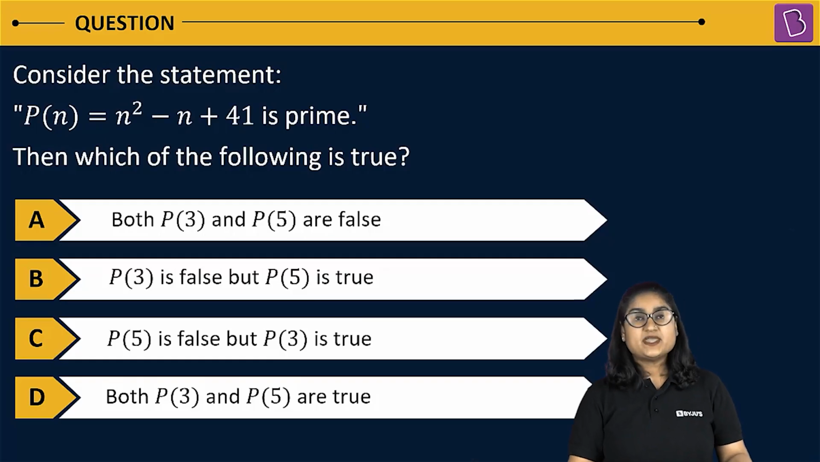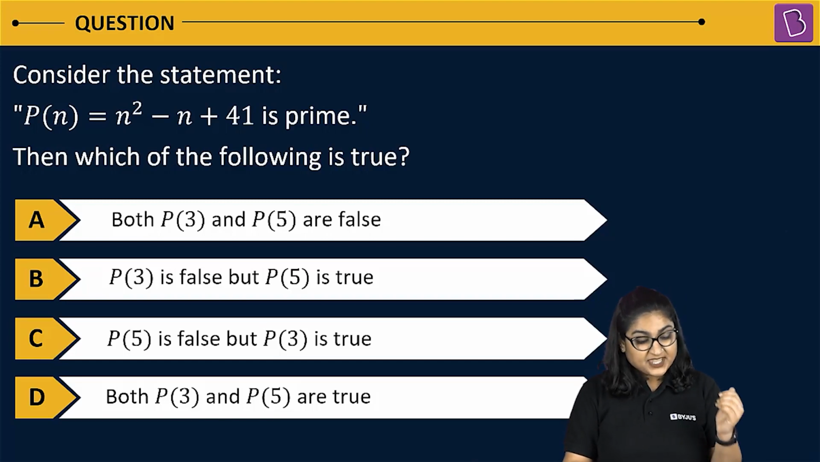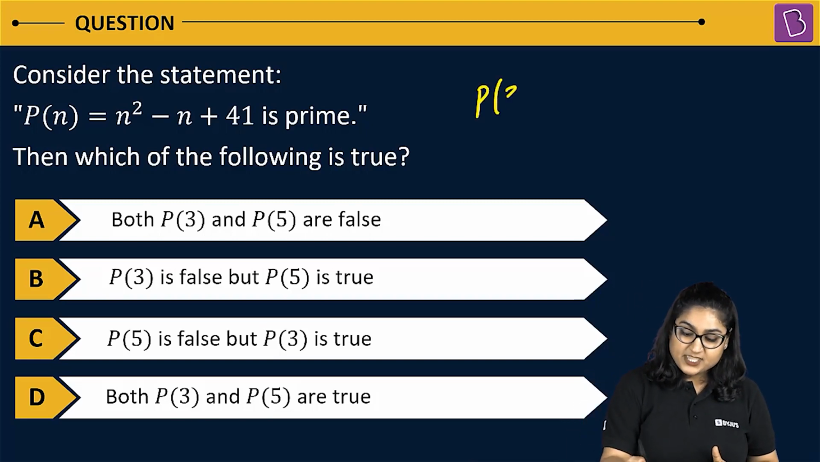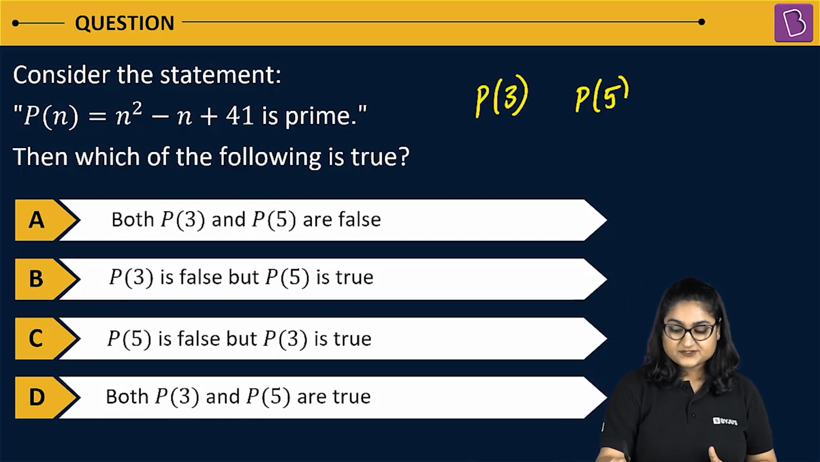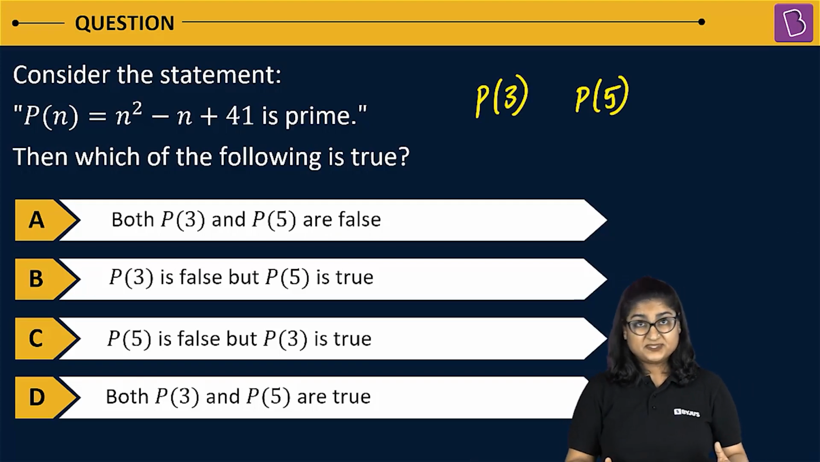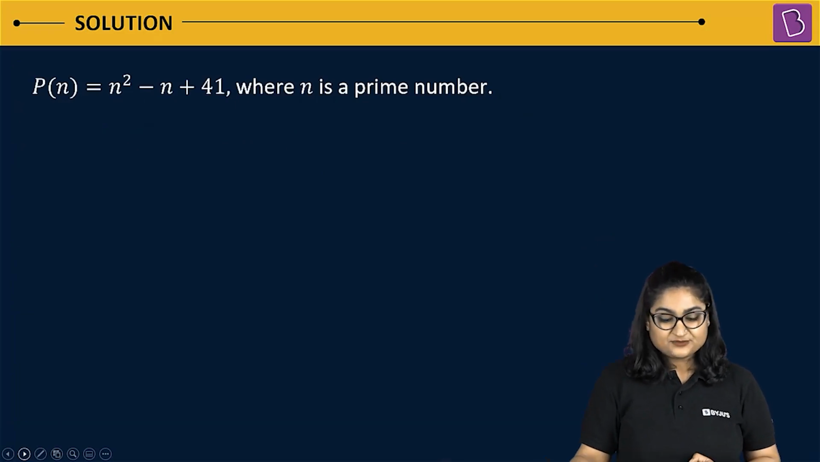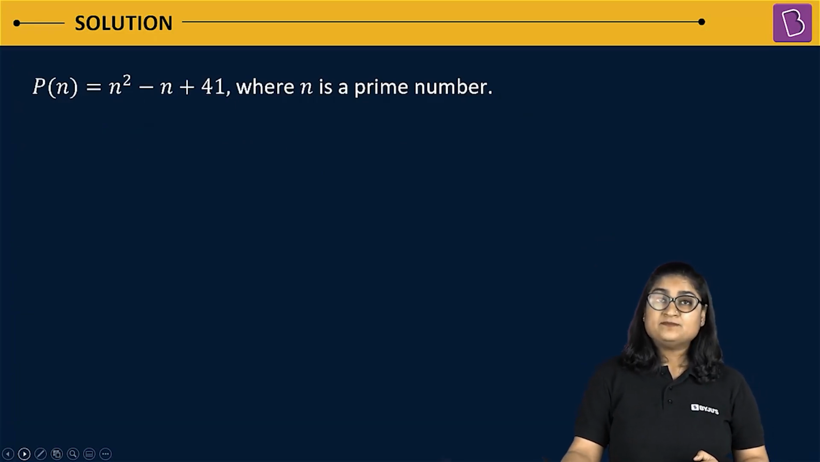So in this question, we have to consider the statement P(n) is equal to n square minus n plus 41 is prime. Then we have to find out which of the following four options is the correct option to this question. Okay. As you can see in all four options A, B, C and D, we are talking about two values here, P of 3 and P of 5. So let's first calculate the value of P of 3 and P of 5, where P of n is defined as n square minus n plus 41.